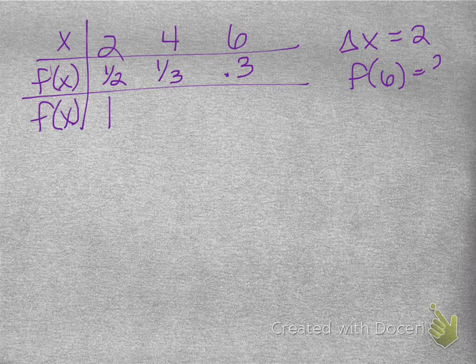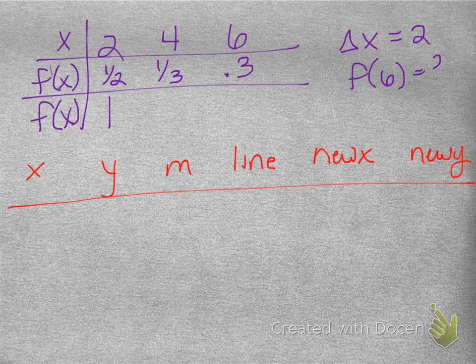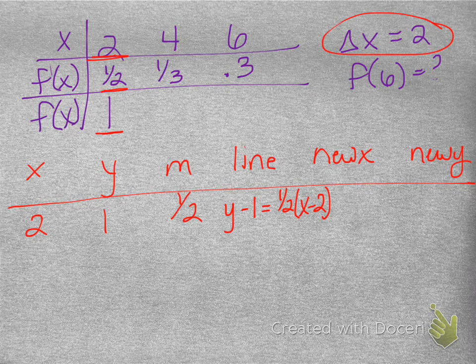So I don't have to plug anything into a formula. I still have the same table. And I plug in the 2 and the 1 from the x and the y. The 1/2 is the slope that goes here. So then I have y minus y1 equals m times x minus x1. Since our change in x is 2, and I started with 2, my new x is going to be 4. Plug in your 4 here. 4 minus 2 is 2. 2 times a half is 1. Add 1, you get 2.